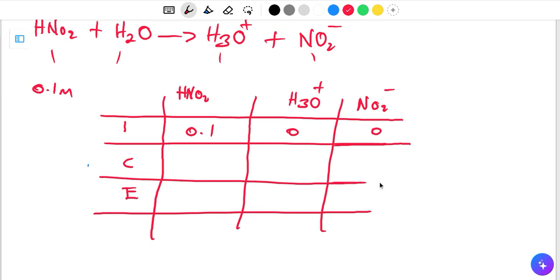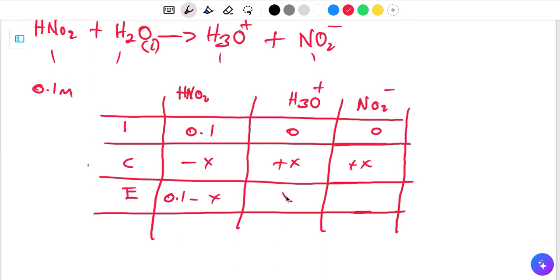But the second table, which I'm drawing for the ICE table, is just going to have 0, 0 on this part. So in terms of the coefficient here, we just have 1, 1, 1, 1. Meaning to say there is a reduction in the reactants, and the products are increasing. We need to forget about water because water is a liquid. So we say minus x, not minus 1, then plus x, plus x. So in terms of the change, we have 0.1 minus x, then x, then x.